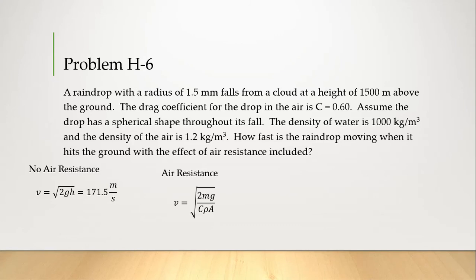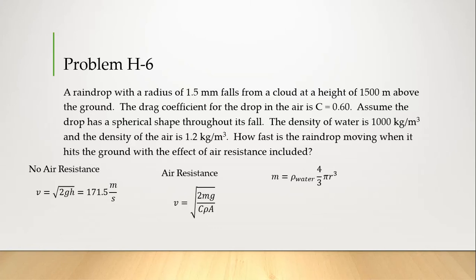air resistance. What we can say probably about the 1,500 meters is that's a far enough distance that it's fallen that we've probably reached terminal velocity at this point. We could actually work that out and see if that's true. I'm going to tell you in this case it's probably true.